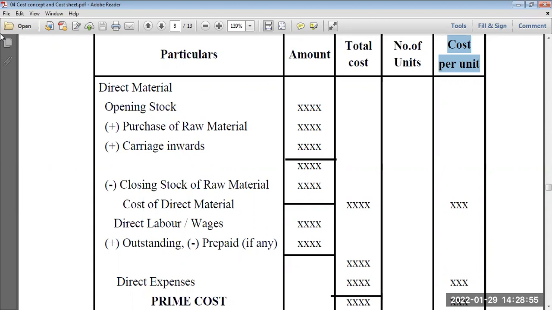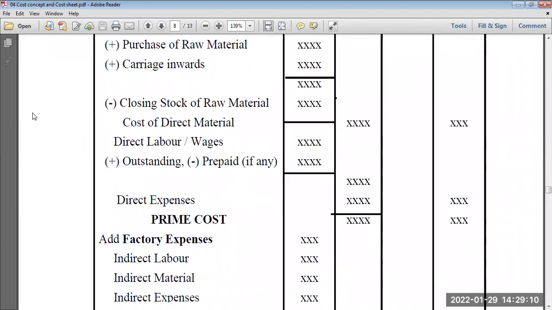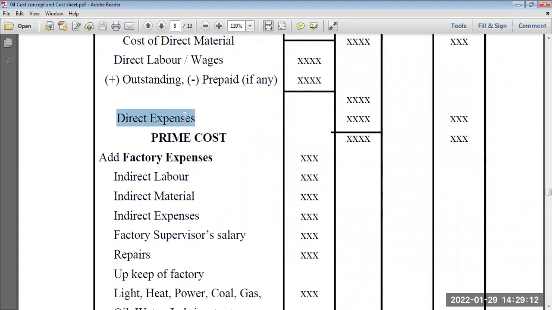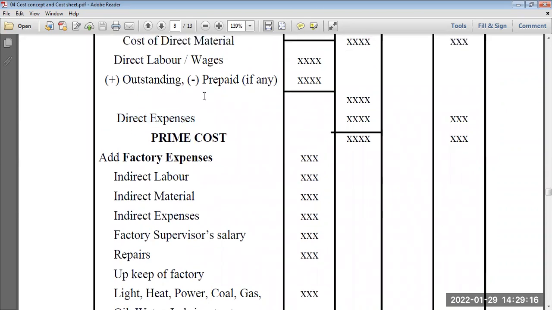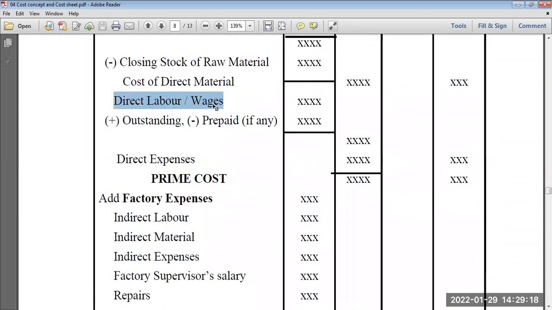Then what is the cost per unit? 10 rupees. Okay, 10,000 is the total cost of material, and I am producing only 1,000 units out of that. So the cost of material per unit is 10 rupees. Then you have to add the direct expenses. If direct labor is there, direct labor is also added. Direct material, direct labor and direct expenses added together give us the prime cost.